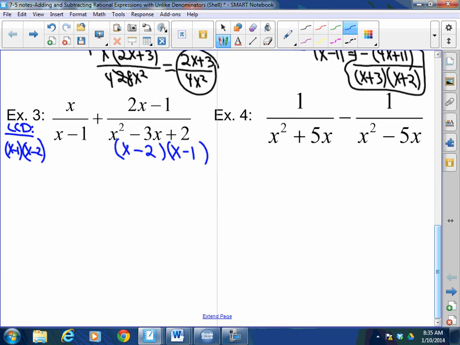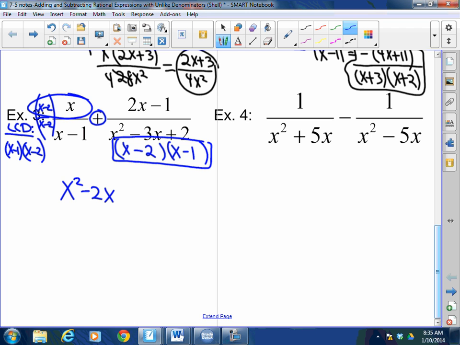Okay. I want to get common denominators. This one's done already. This one's done. We don't have to worry about anything. But what do I need to multiply to this guy over here? On x minus 2. Thank you. Excellent, gentlemen. Let's distribute. So I've got x squared minus 2x. There's a plus here, so we do not have to change the sign. Plus 2x minus 1 over x minus 2 times x minus 1.